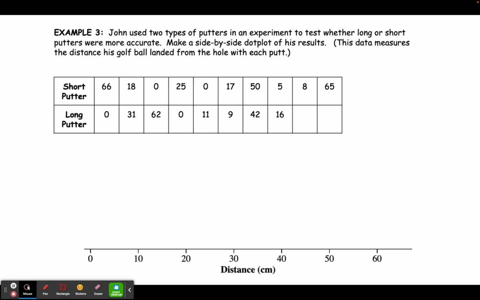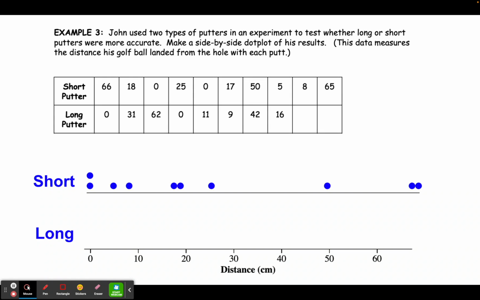And what we're going to do is separate this data, and I'm going to do short putter distances together and the long distances together. And even though it's called a side-by-side plot, we make them stacked on top of each other. So the name is a little bit confusing, but that's the way that we do it. I'm also going to draw in another horizontal line there to separate my two data sets, but I don't need to label it with a scale because I want to use the same scale on both my data sets, and that way I can compare them.